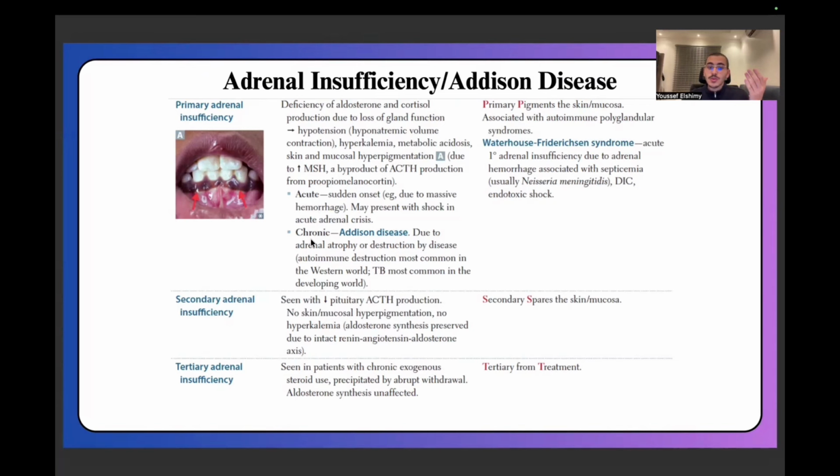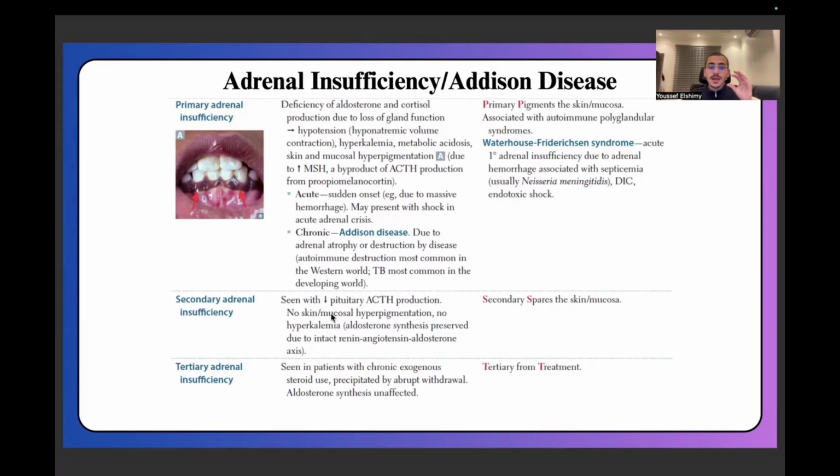It could be acute or chronic. Acute happens when there's hemorrhage. Chronic happens throughout a long period of time. It's called Addison disease, and usually there's adrenal gland atrophy due to the destruction of this gland. In the Western world, it's autoimmune. In the developing world, it's due to TB. Okay, this is the primary.